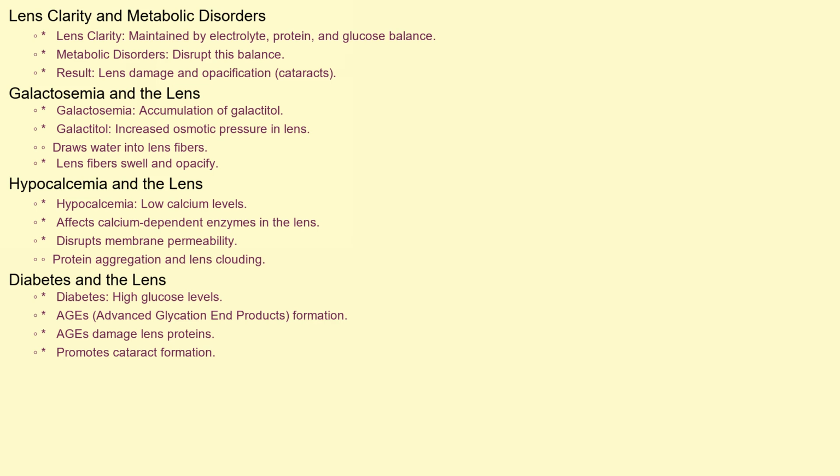In hypocalcemia, the low calcium levels affect the calcium-dependent enzymes within the lens and disrupt membrane permeability, leading to protein aggregation and lens clouding. In diabetes, high glucose levels lead to the formation of advanced glycation end products, or AGEs, which damage lens proteins and promote cataract formation.